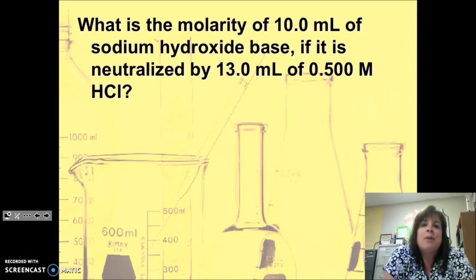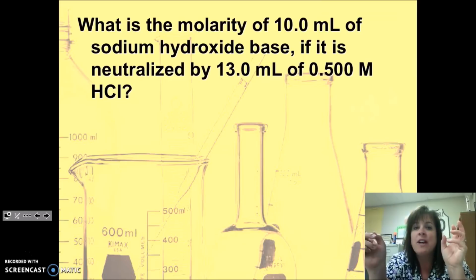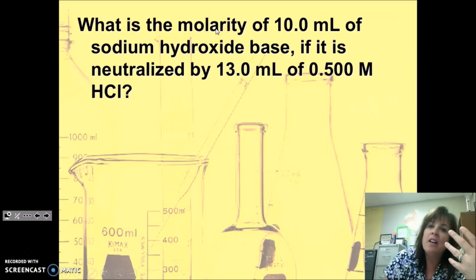All right, so let's look at an example calculation. I want to know the molarity of 10 milliliters of a sodium hydroxide base if it's neutralized by 13 milliliters of a 0.5 molar hydrochloric acid solution. All right, so it's MA, number of H's, is equal to MB, number of OH's. So my MA is this 0.5 molar hydrochloric acid solution. There's my VA, and my number of H's is 1 because there's only 1 H in hydrochloric acid. My MB is what we're trying to find. That's my unknown. There's my volume of base, or my VB, and it's sodium hydroxide, which just has 1 OH.